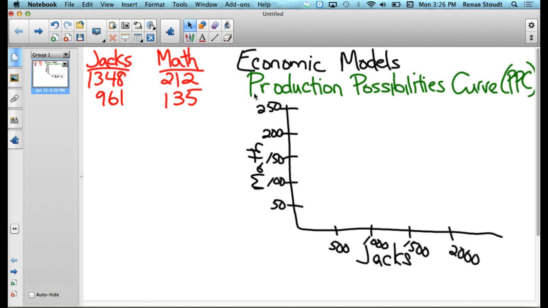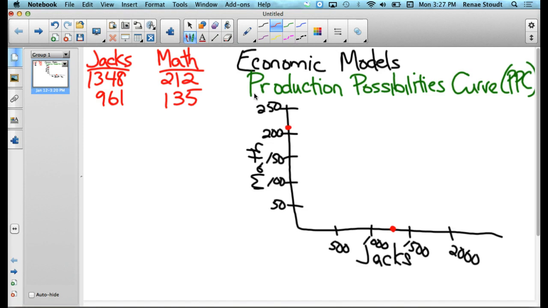Okay, so now we're going to plot this. The first minute we did jumping jacks in class, we had everybody doing jumping jacks. So we did 1,348 jumping jacks, but no one was sitting down doing math facts. So I'm going to put 1,348 jumping jacks and 0 math facts approximately here. Then the second minute, we had everybody sitting down doing math facts. So we did 212 math facts, but 0 jumping jacks. So we're going to put 212 math facts and 0 jumping jacks somewhere about here. It doesn't have to be that precise.